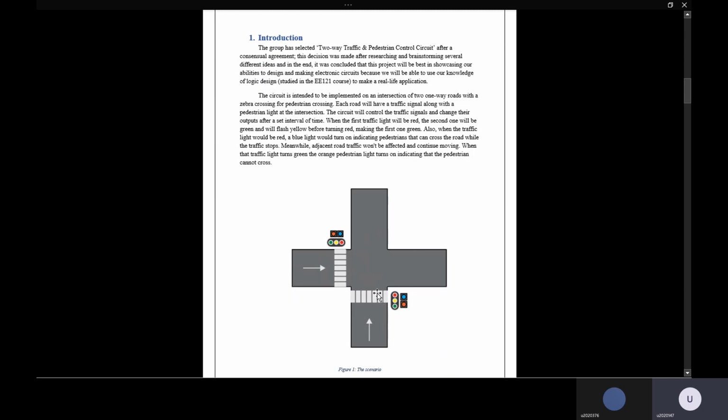the upward direction. We have also incorporated pedestrian lights along with our project. So when our traffic light is red, the pedestrian light will be blue, which will let the pedestrians know when to cross the road. And when the traffic light turns green, the pedestrian light will turn red, indicating to the pedestrians to stop. Same is the case with the other traffic light.